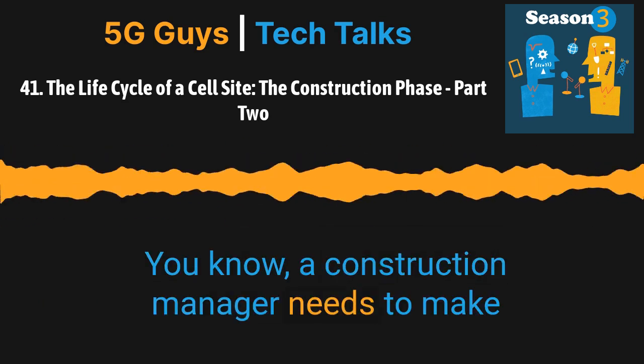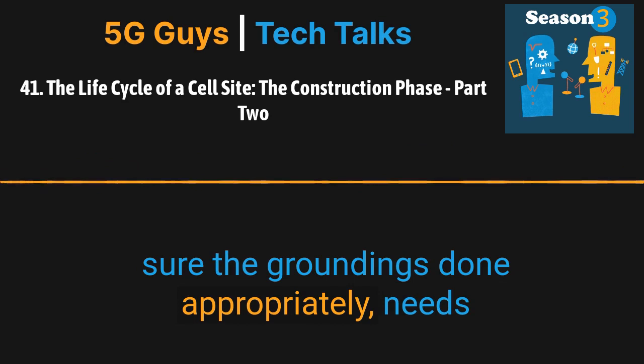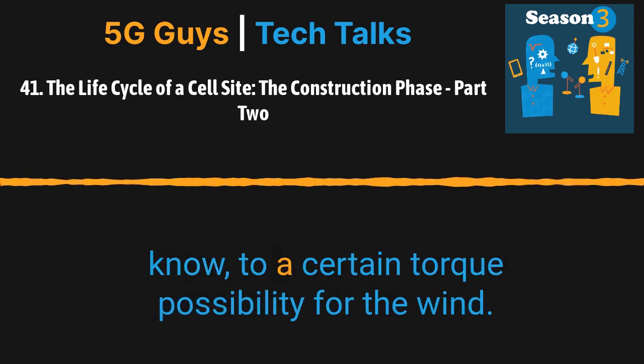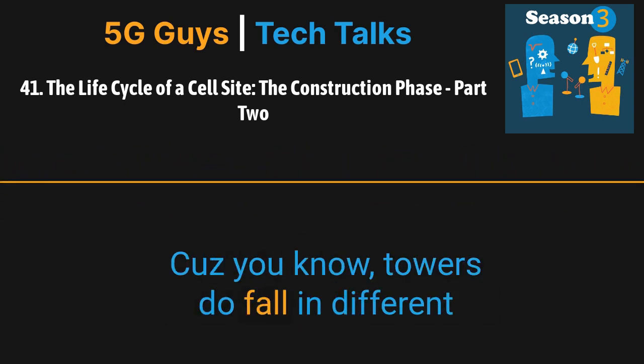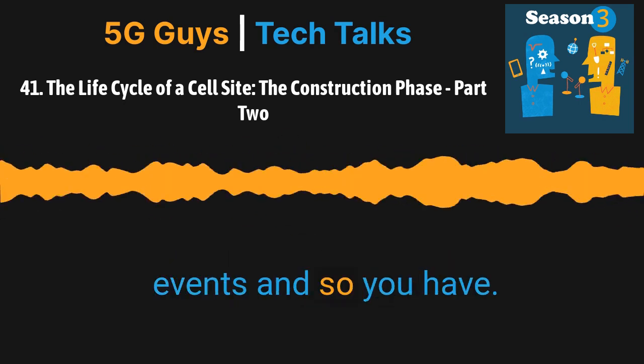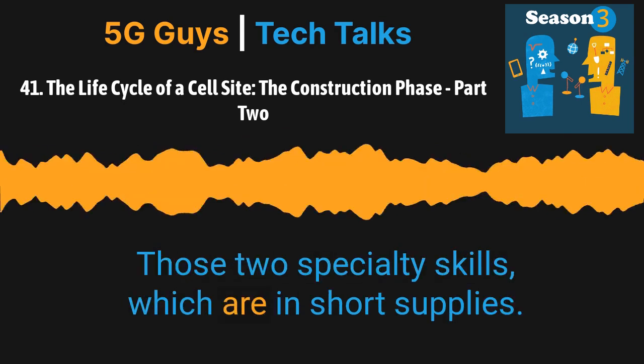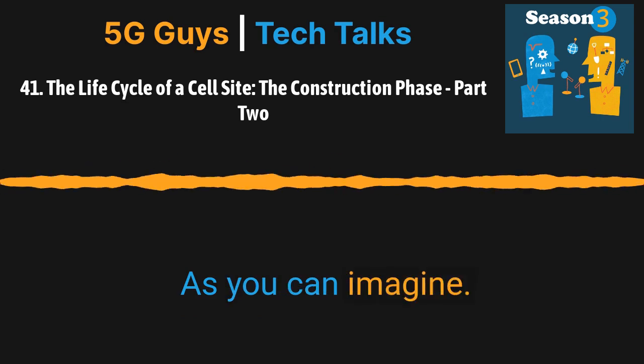A construction manager needs to make sure the grounding is done appropriately, and that the anchor bolts are tight to a certain torque, with specificity for the wind, because towers do fall in different events. And so you have those two specialty skills, which are in short supply, as you can imagine.